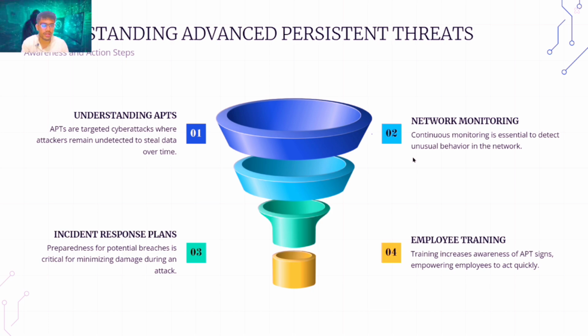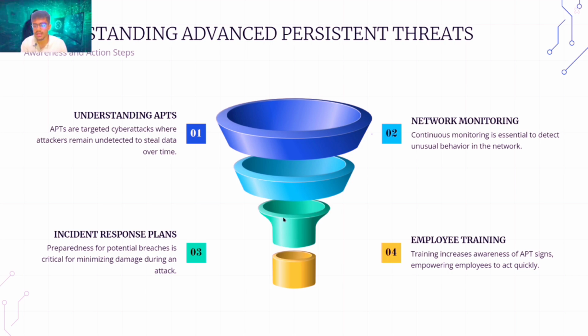Second one, network monitoring. Continuous monitoring is essential to detect unusual behavior in the network. If you use a network but you don't monitor your network, this is not good. Continuous monitoring is important and essential for your safety.